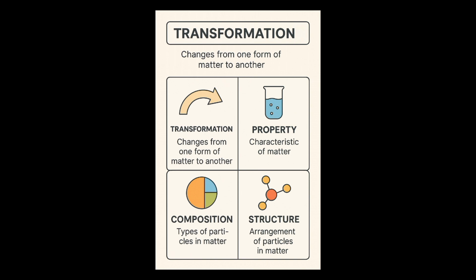The third alternative is C, property. Property is what? The quality or characteristics of a substance. It is almost similar to composition.